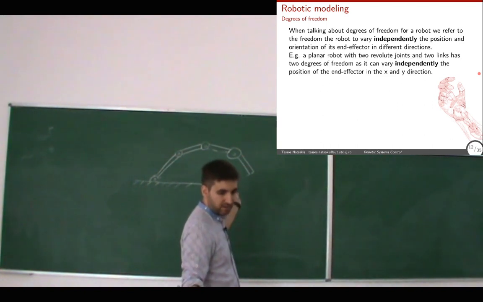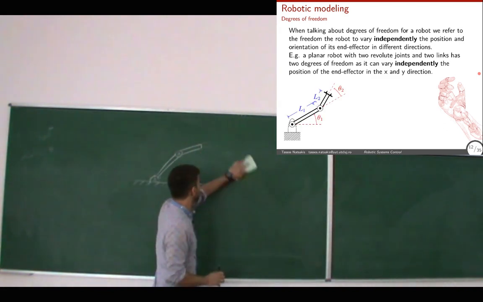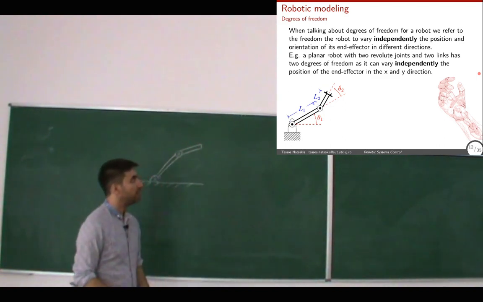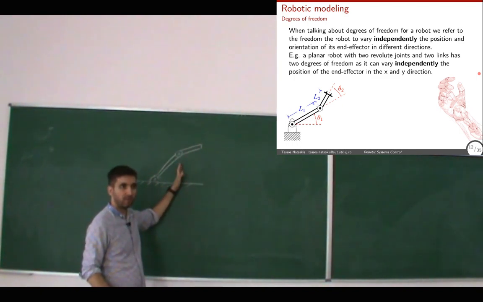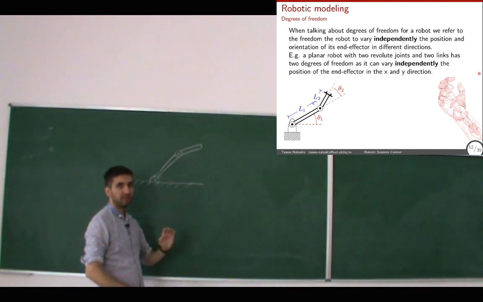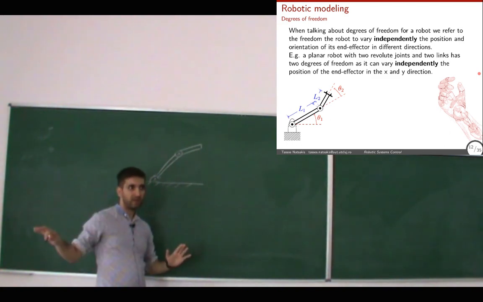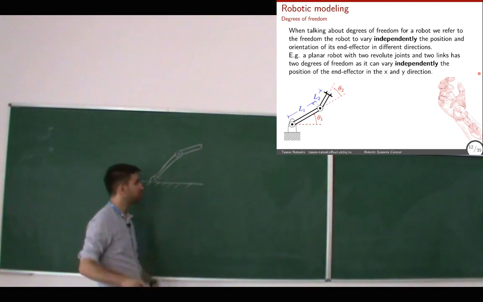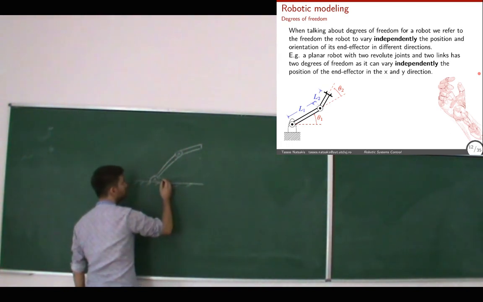The example that we saw here, a planar robot with 2 revolute joints, can vary x and y independently, but we cannot change the orientation at the same time. We could say that we can change one of the 2 coordinates, let's say x, and the orientation, but then y would not be up to us to choose. So I could say, I want to keep the same x and the same orientation. I could do that.